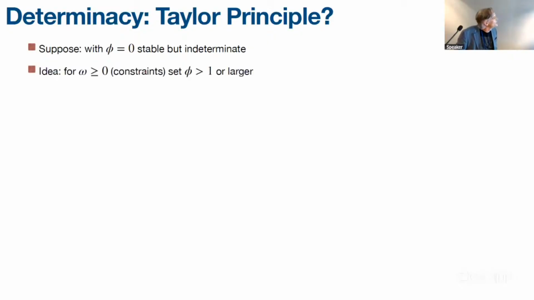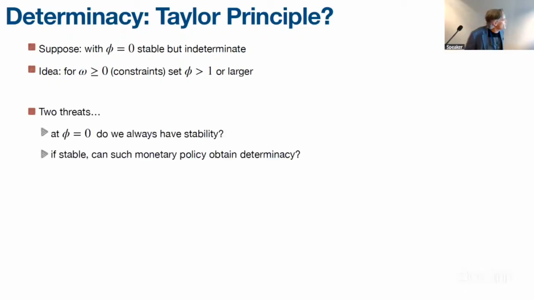We focus on stability. But a typical idea is, now once I have that, I just use the Taylor principle. Well, there are two threats to that idea. One is, initially you might not have stability. That's why we focused on that in the other paper. Sometimes you don't have it. You need conditions for it. This is not known in the New Keynesian literature. There are examples that I'll show you in a bit.